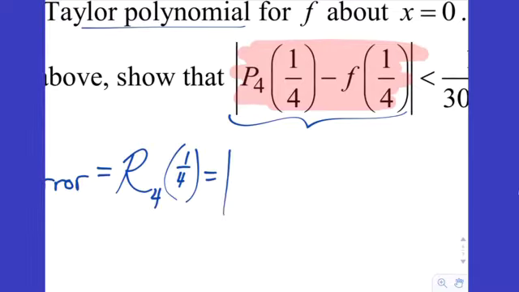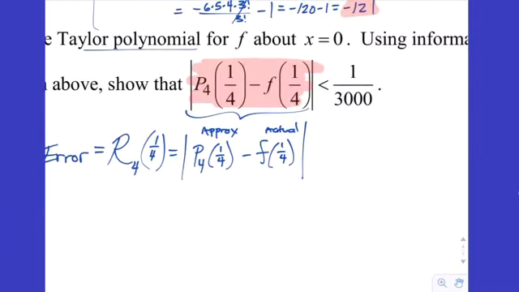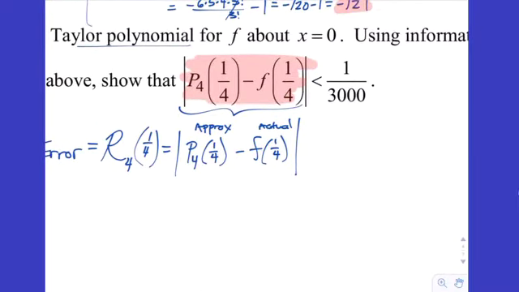And of course, I'm just going to rewrite this. This is p sub 4 of 1/4, which is your approximate value, minus f of 1/4, which is the actual value. And you take the absolute value. So those could be switched. They could give you that. So we want to show that that's less than 1/3000.